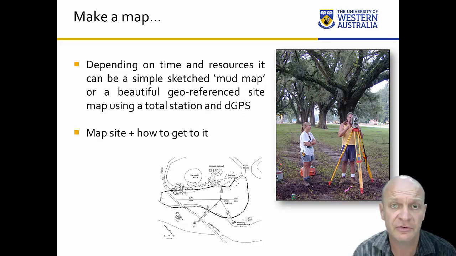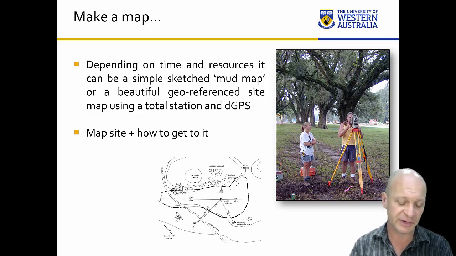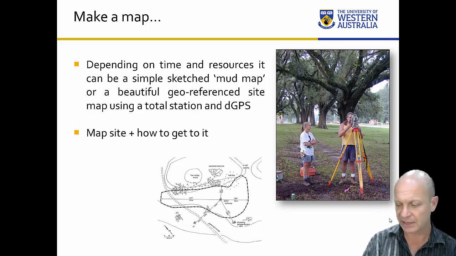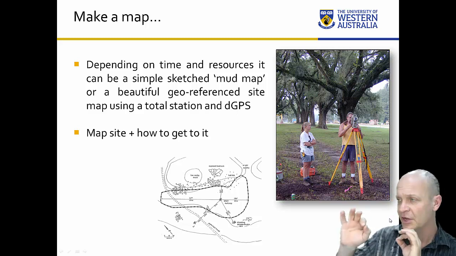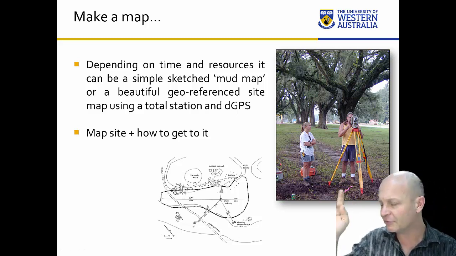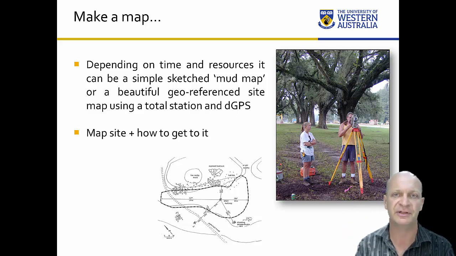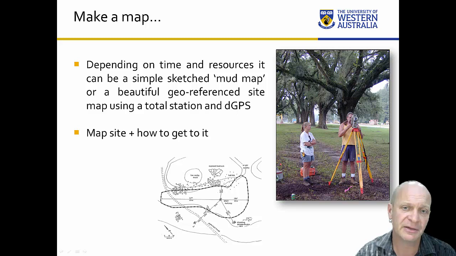Then make a map. You've got a location, you've got a coordinate, so make a map of the site. It can be really simple, done in 30 seconds, a little site map and how to get there. Or you can have, and we'll be doing datum and dumpy and total station and differential GPS, you can make a map accurate to 2 millimeters of where every artifact, feature, etc. is. Depends how much time and resources you have. But at a minimum, make a little map.